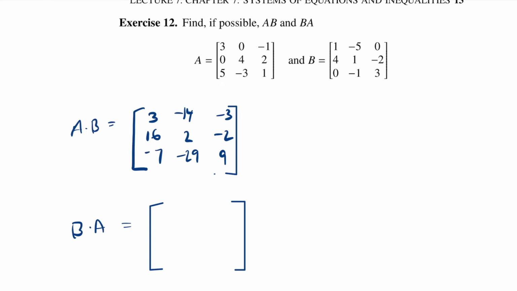So let's do first row, first column. That's 3, 0, 0. So that's 3. First row, second column. That's going to be 0, negative 20, 0. So negative 20. Okay, next one would be first row, third column. That's going to be negative 1, negative 10, 0. So that's negative 11. And you can already see that they're not going to be equal. So multiplication is not commutative for matrices.